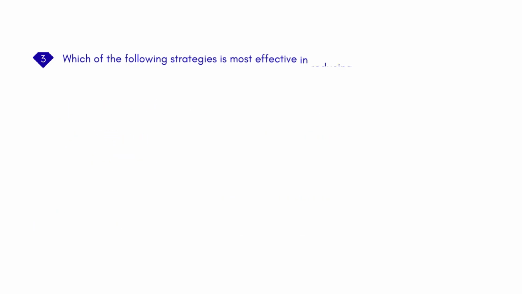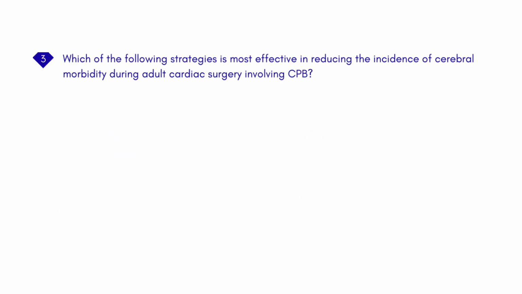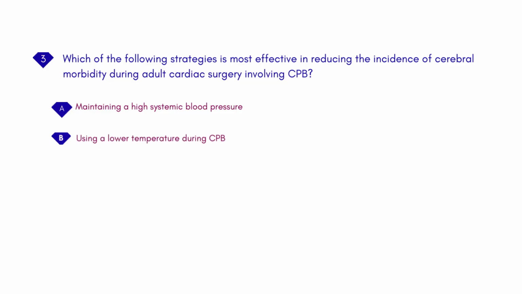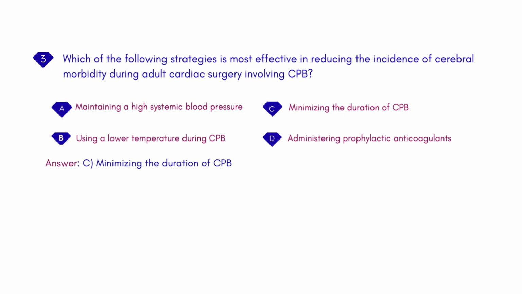Which of the following strategies is most effective in reducing the incidence of cerebral morbidity during adult cardiac surgery involving CPB? A. Maintaining a high systemic blood pressure. B. Using a lower temperature during CPB. C. Minimizing the duration of CPB. D. Administering prophylactic anticoagulants. Answer: C. Minimizing the duration of CPB.